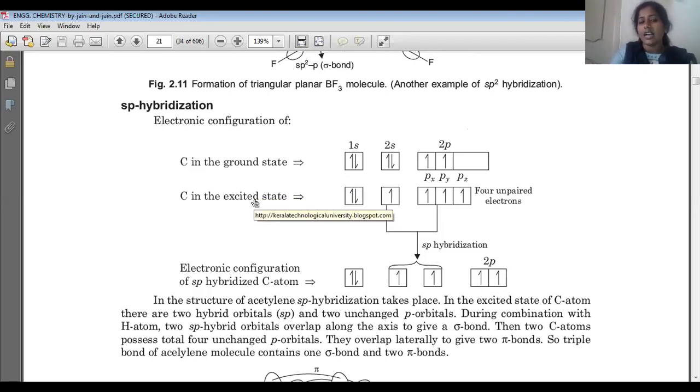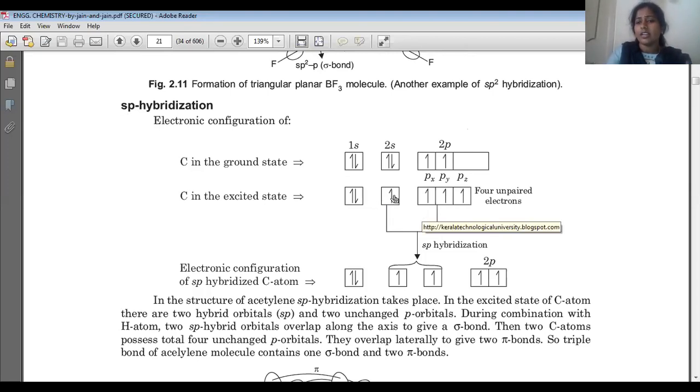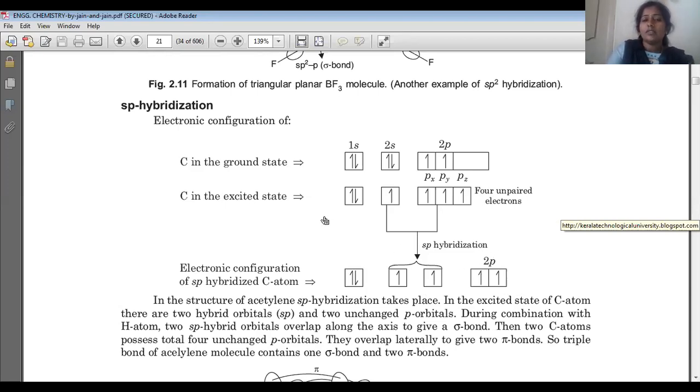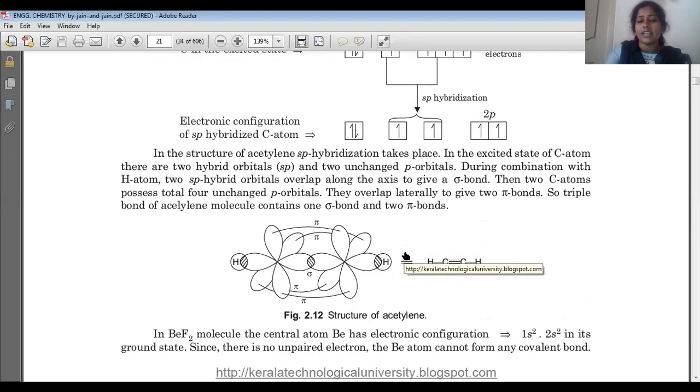Again we are considering the carbon valency electron shell in the excited state. The s orbital contains one electron, and the p orbitals contain three electrons. We are combining only the s orbital and one p orbital, leaving two p orbital electrons unhybridized. sp hybridization stands for one s orbital and only one p orbital involved. We will get sp hybridized orbitals, and the remaining two electrons are present in unhybridized orbitals. Now, in order to explain the structure, we are taking acetylene as the example.